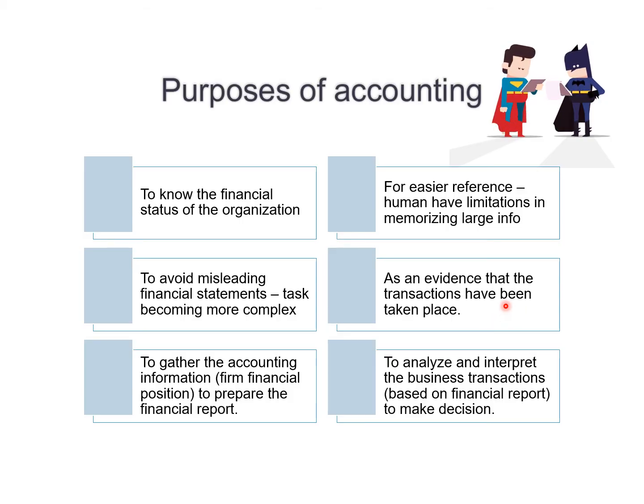Sebagai bukti yang transaction tu pernah berlaku, jualan, pembelian, okay, sales and purchases, dan kita ada record untuk proof that okay, the transaction has happened. And the last one adalah to analyze and interpret the business transactions, okay, which is based on the financial reports to make decisions. So ada 6 main purposes of why we do accounting.